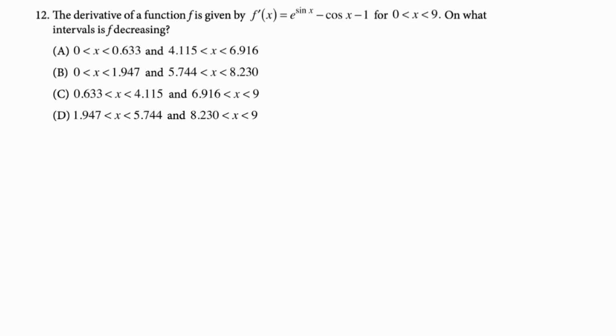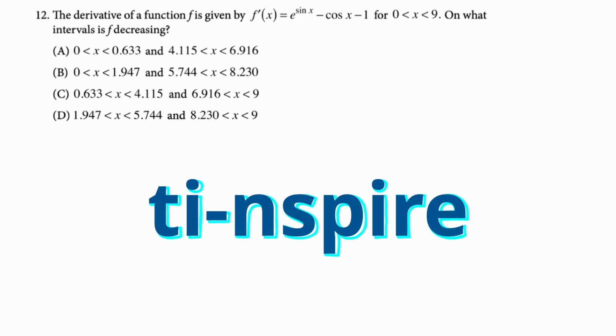Number 12, the derivative of a function f is given by f prime equals e to the sine of x minus cosine of x minus 1 between 0 and 9. On what intervals is f decreasing? This is definitely a calculator question, so I'm going to switch over to the calculator. When I get there, I'm going to graph the derivative and just look for where it is negative, because if the derivative is negative, the function is decreasing. So I will be back after watching that to pick the answer.